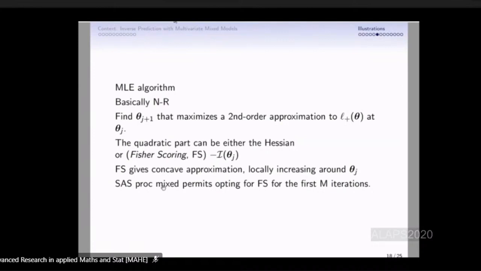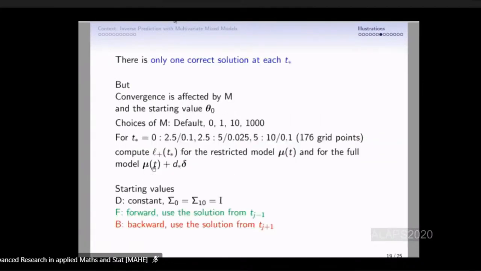SAS proc mixed, I have to mention this because it affects convergence, permits choosing an application of Fisher scoring for the first m iterations. So you can say never, so m is 0, or 1, or 10. I used 0, 1, 10, or 1,000, and default. In various places, SAS says default is the same as 0, but I've seen runs where that is in fact not correct. So in any case, convergence is affected by lots of things, convergence criteria that the user chooses and so on, but in particular, it's affected by the choice of m and the starting point.